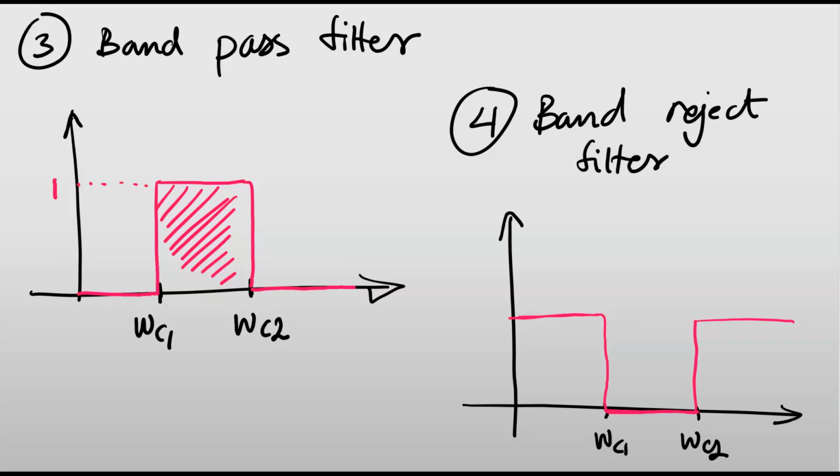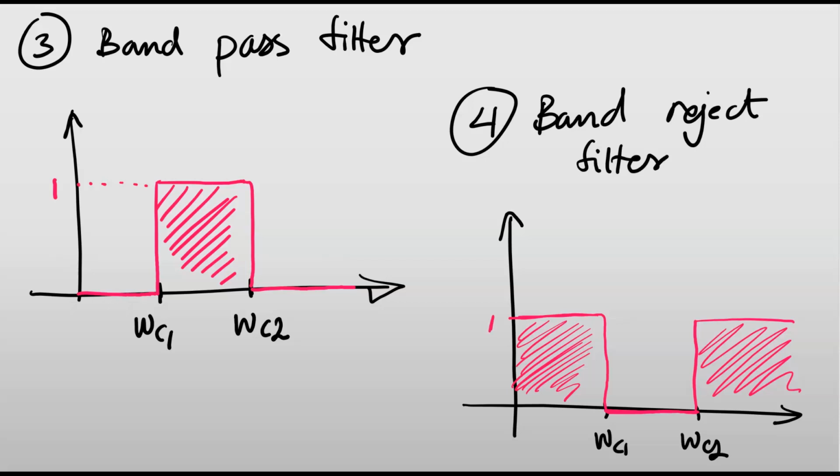So it will kill the signal if the frequency of the input sinusoid is between the cutoff frequencies, and if it's out of this range, then it lets the signal go through the filter or the circuit. So here our pass band is frequencies smaller than omega c1 and greater than omega c2.